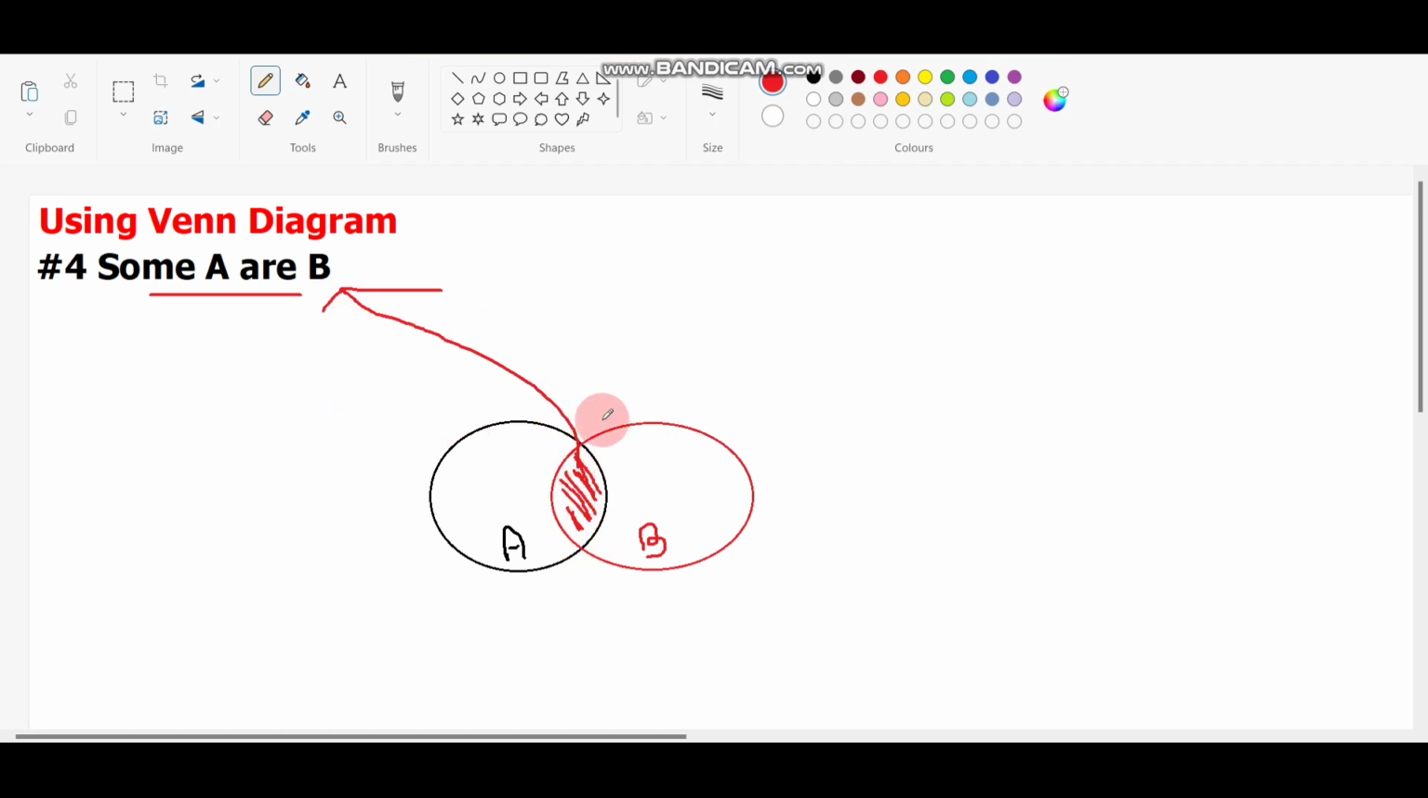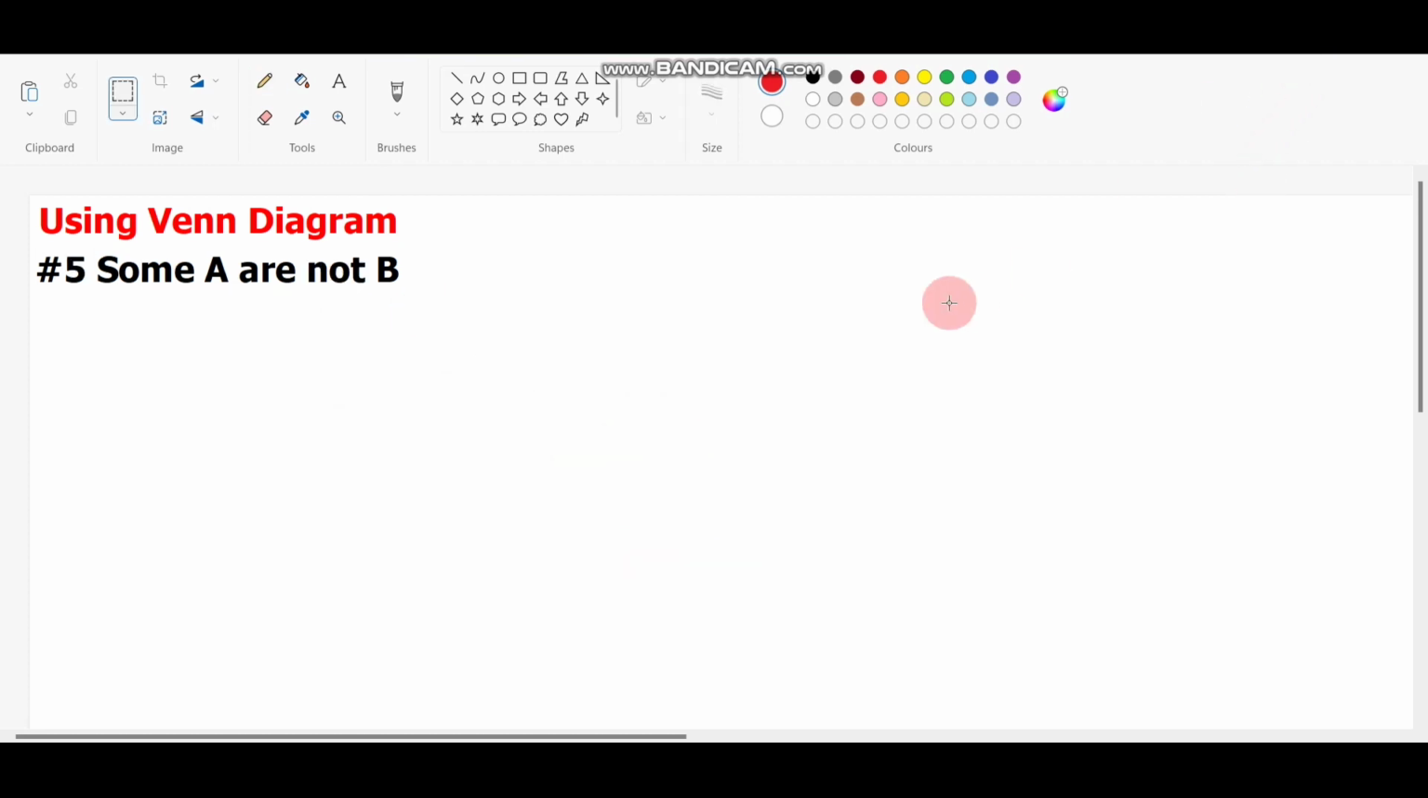Okay. So now let's move to the next Venn diagram. The next Venn diagram is some A are not B. So how to draw this? We have to draw in the same manner, but here I'll tell the difference. Suppose this red circle is indicating that this is A, and I'll draw another circle of blue color.